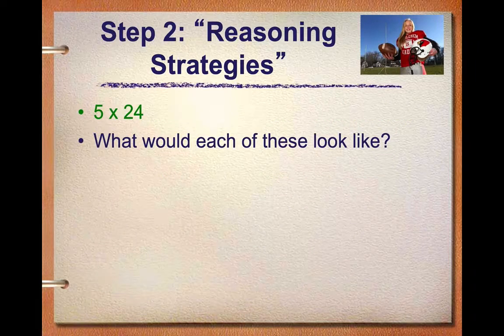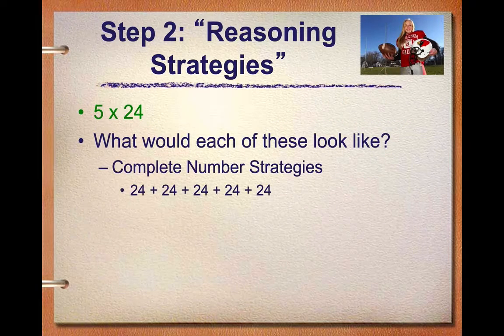So let's look at those. One by one, let's take a look at complete number strategies. Well, this just means that kids who basically realize 5 times 24 means 5 groups of 24, and they're going to add them up. They might do it kind of a long way, adding it one by one.